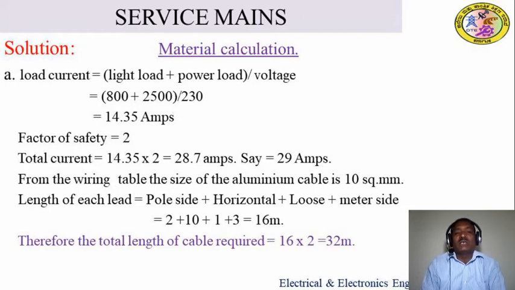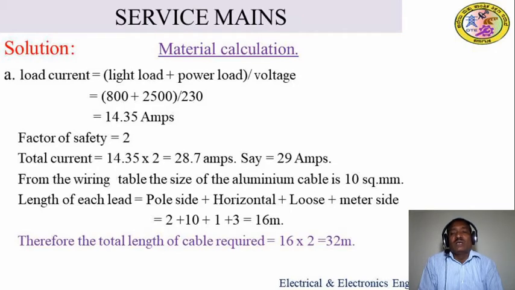So the pole side is 2 meters, and the horizontal distance is already given: span is 10 meters. Plus 1 meter for looseness, that is the sag, plus 3 meters for the meter side, from the service pipe up to the meter board. You have to select 3 meters, since our service pipe is 2 meters in length and 1 meter is required for the connection in the meter board, that is the looseness. So totally the meter board side is 3 meters. The total becomes 16 meters of service cable required for one lead.